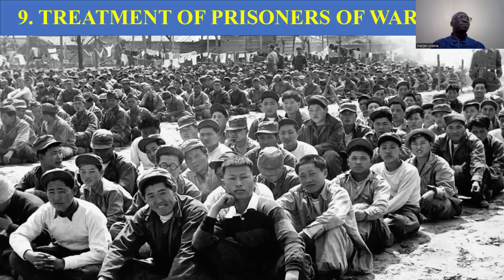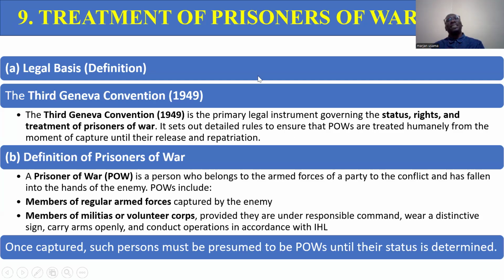And they are, for example, put in custody, they are put in a place. So what is the legal basis? Again, if you go to the Third Geneva Convention, it is clearly mentioned. The Third Geneva Convention of 1949 is the primary legal instrument governing the status, rights, and treatment of prisoners of war. It sets out detailed rules to ensure the prisoners of war are treated humanely from the moment of capture until their release and repatriation. From the moment they are released and repatriated means that they're taken to their countries, to their families.